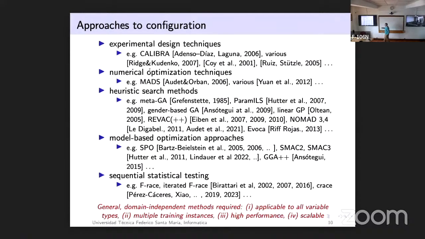And the general requirements are domain independence, applicability to all variable types, multiple training instances, high performance, and scalability. And it's true that some exist, but many of the things do not have these properties. So that's it.